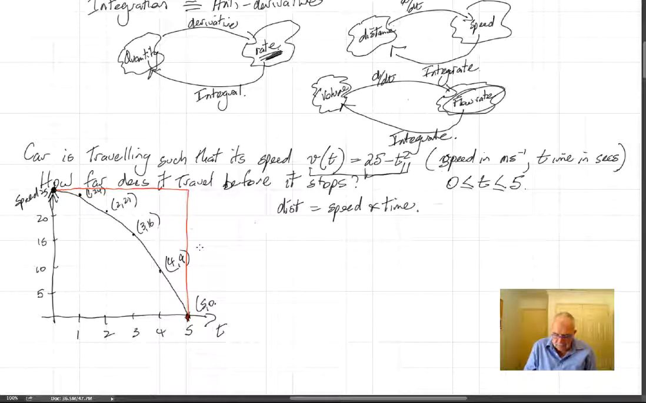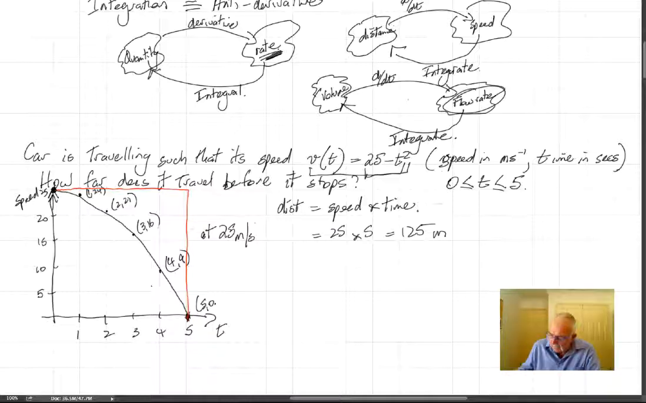So if we assume that it travelled at 25 metres per second for the full 5 seconds, which it certainly didn't, it would have travelled 25 times 5, which is equal to 125 metres. Now that's grossly inaccurate.